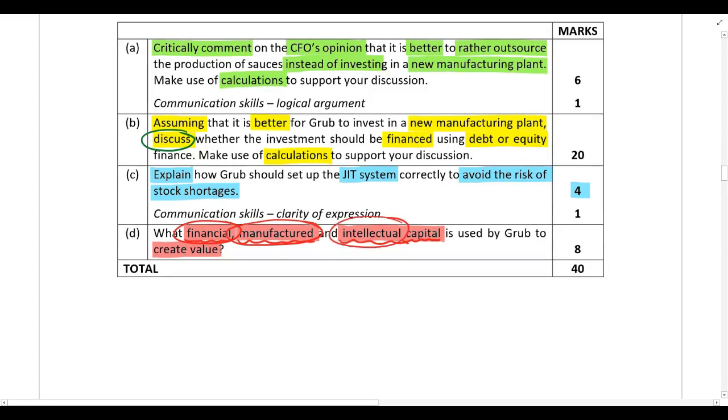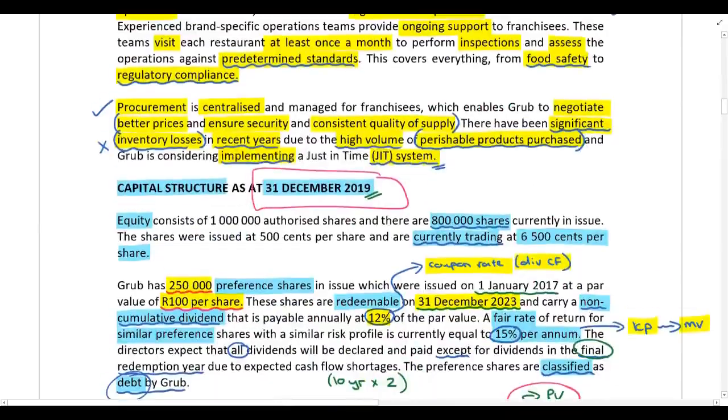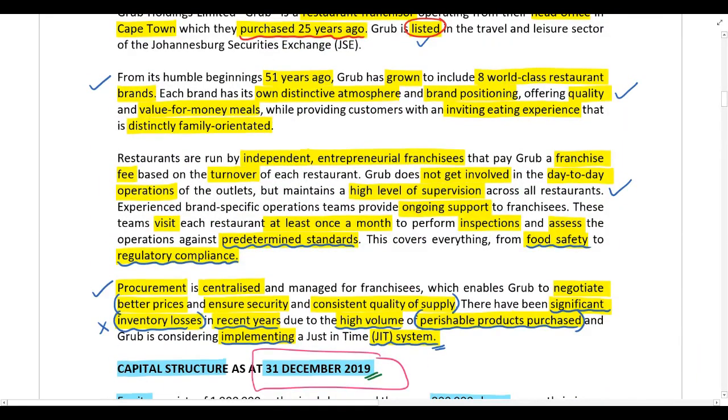Then lastly, intellectual capital. So that's intangible assets such as brands, copyright, patents, etc. that give the company a competitive advantage. So once again, if you go back to the information provided, we know that the group has 8 world-class restaurant brands. So the brand is an intangible asset that gives the company a competitive advantage, and that would obviously be intellectual capital.